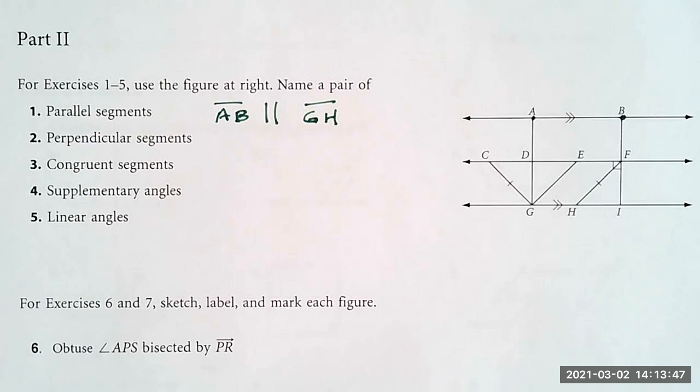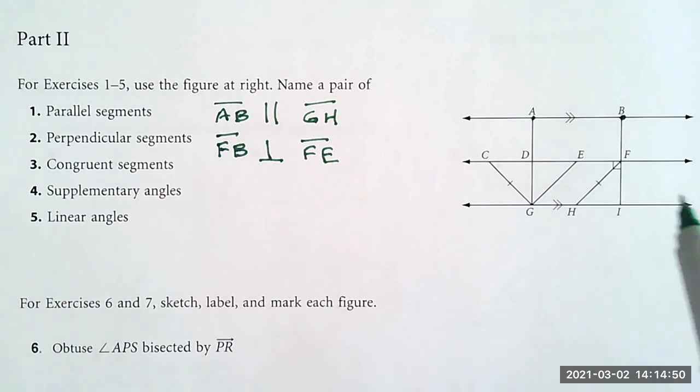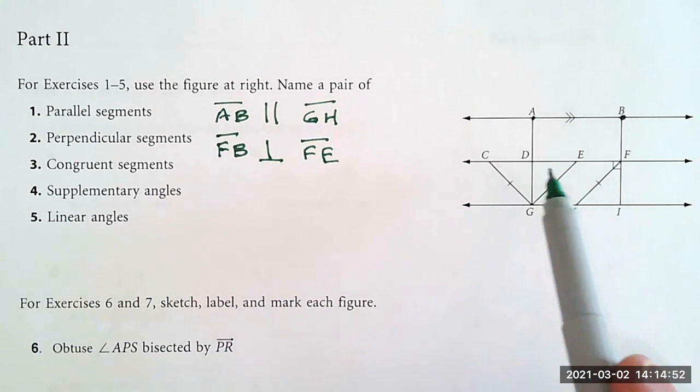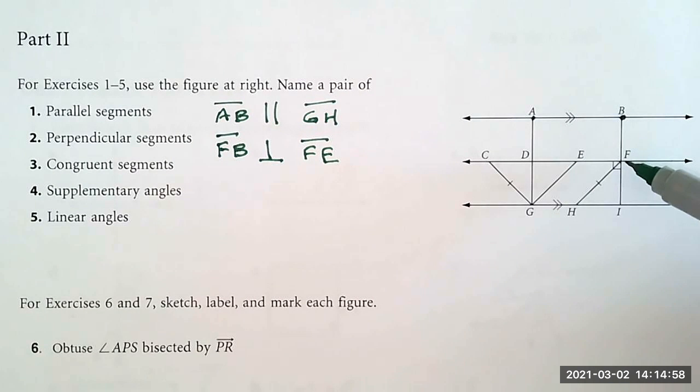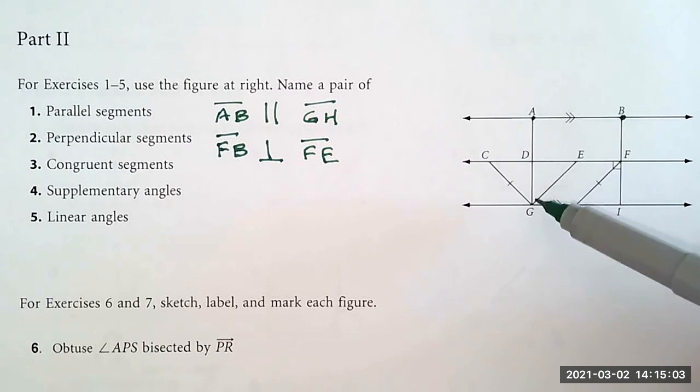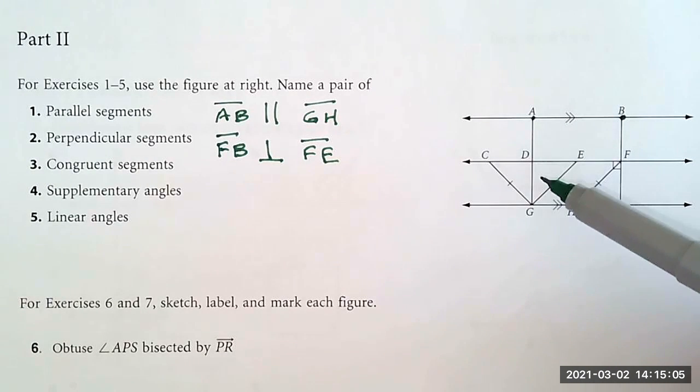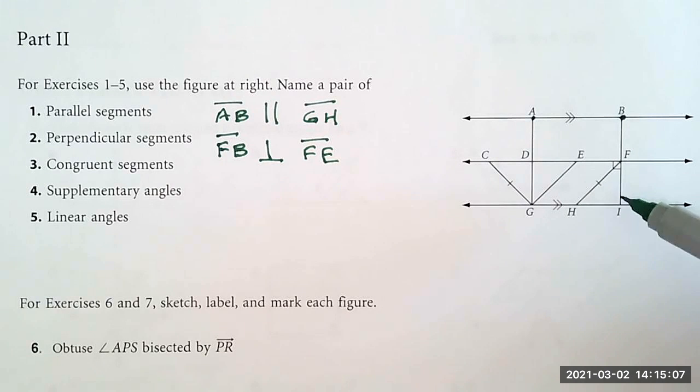Perpendicular segments. Segment FB is perpendicular to FE, FD, FC, so you're going to have some more options. You could also say that segment FE is perpendicular to FI. Note that you're not going to want to choose anything on here unless it has a symbol for perpendicularity, which means that they meet at a right angle.